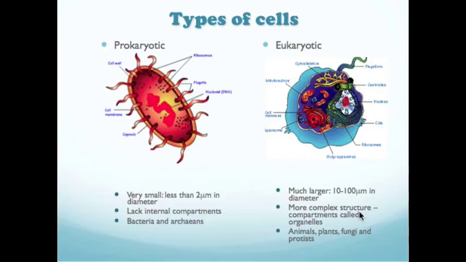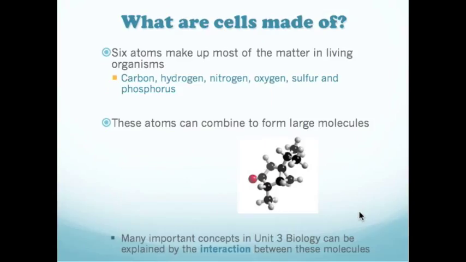Eukaryotic cells have membrane-bound organelles. They're much larger. They have their DNA stored in the nucleus, and it is single-stranded. These organisms range from unicellular to multicellular, and they have a more complex organizational structure, as in plants and animals. So, what are these cells made of?